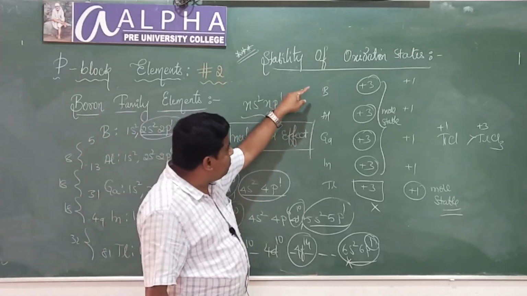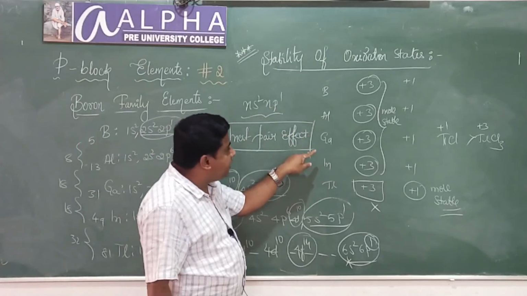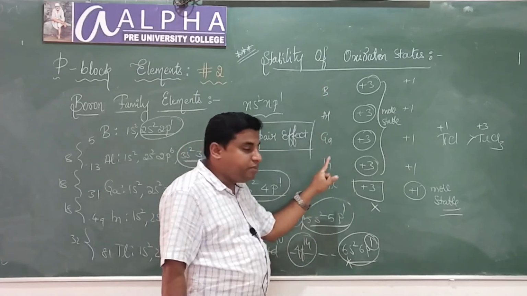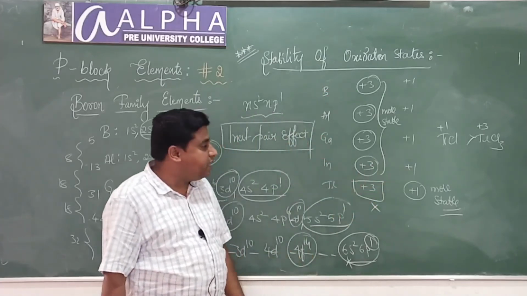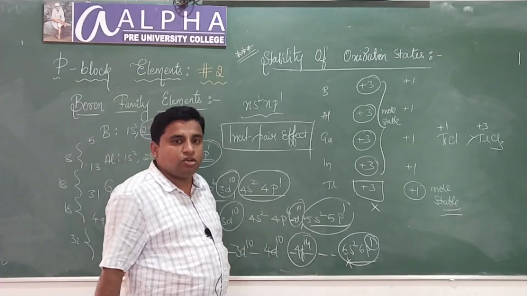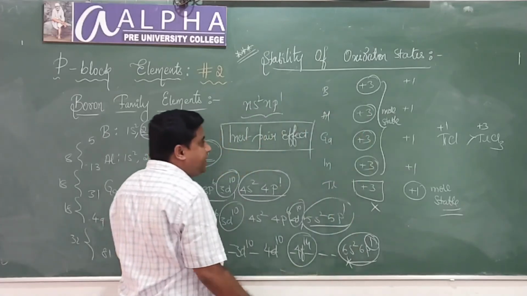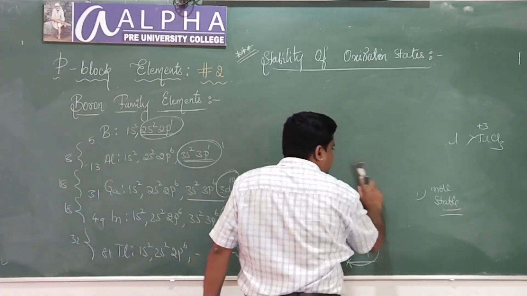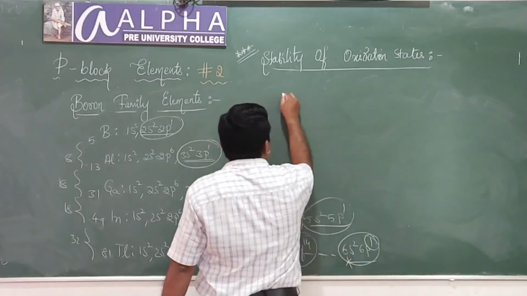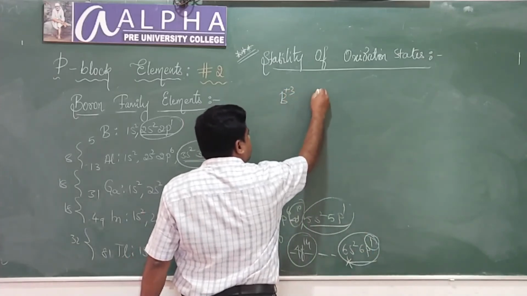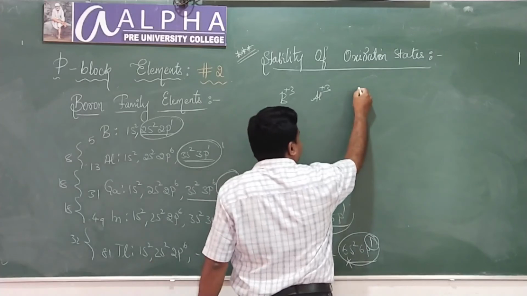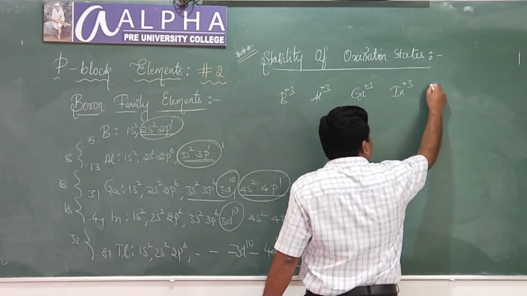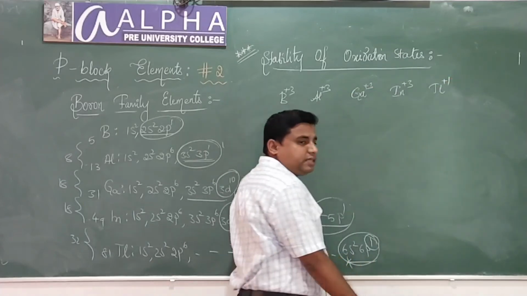The elements from boron to indium are more stable in the +3 oxidation state, whereas thallium is more stable in which oxidation state? The +1 oxidation state. No doubts? So that's all about the stability of oxidation states. I can say that boron exists in +3 oxidation state, aluminium in +3, gallium in +3, indium in +3, but thallium in +1.